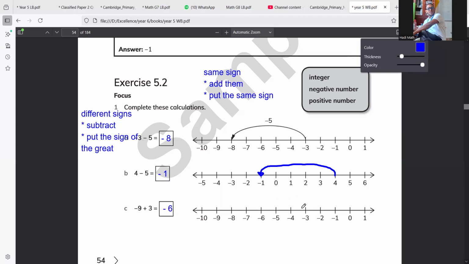So we said -9 over here. And then -9 plus 3. When we say plus 3, you go from here 3 steps to the right. 1, 2, and this is 3. You'll be landing on what? On -6. Or you can just do it without a number line. Okay, let's go and move on to another question.